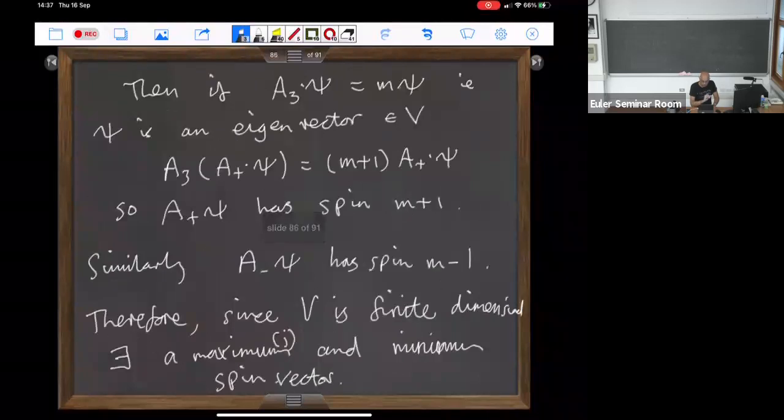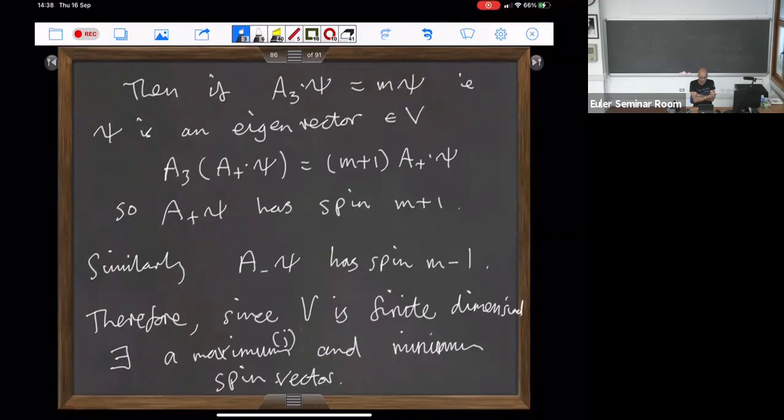Okay. And they have the property that if, say, psi is some eigenvector in the representation space, just one of the eigenvectors of the diagonal operator, so that A3 on psi is the spin, which is M. Then if you look at A plus times psi, it is just some other vector. But you can use the SO3 algebra to show that A plus times psi is also an eigenvector, and it has a spin which is one integer bigger than the one you started with. Similarly, A minus has a spin which is decreased by 1.